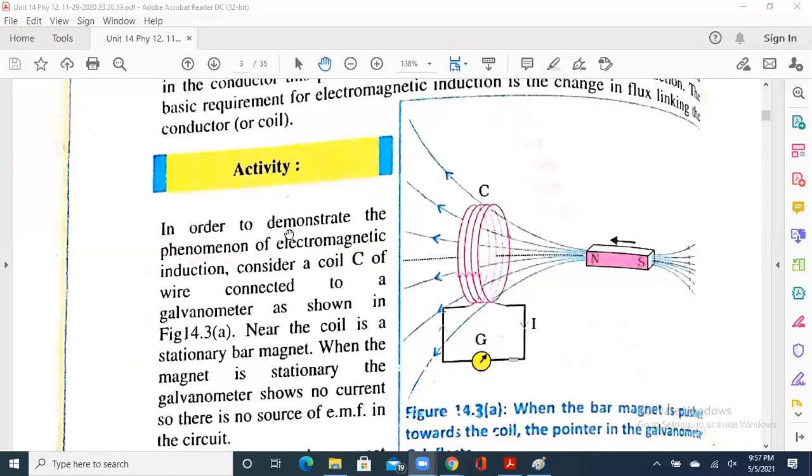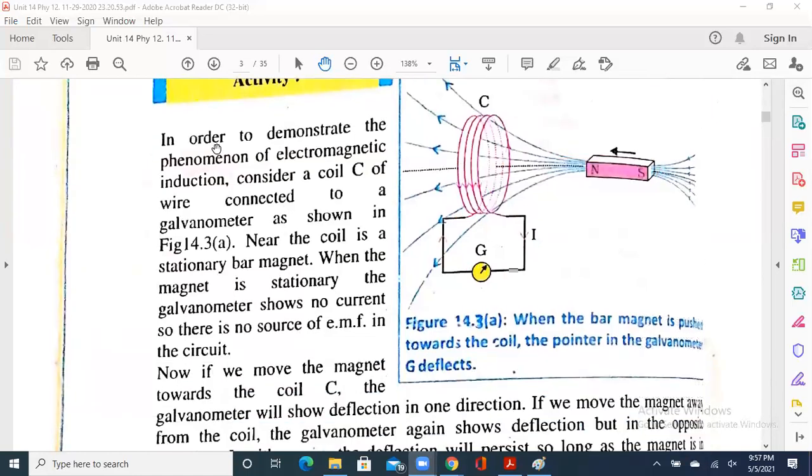Now, you can see here that in order to demonstrate the phenomenon of electromagnetic induction, here is written, consider a coil C of wire. So this is the coil. This is coil C. Its name is C. C means coil.